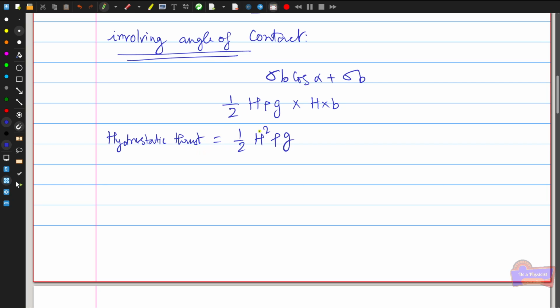So this hydrostatic thrust as well as the surface tension are equal in magnitude, so that I can equate these two forces. First I consider the surface tension force, that means sigma into B cos alpha plus sigma B, which is equal to this hydrostatic thrust, half into H squared rho into G into B. I just forgot the B here. So the hydrostatic thrust is half into H square rho G into B.